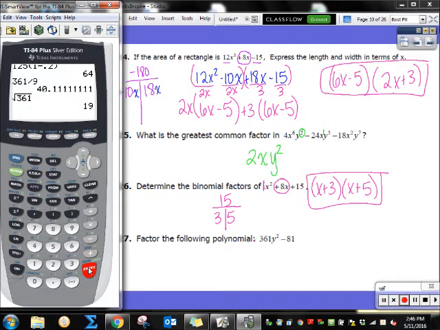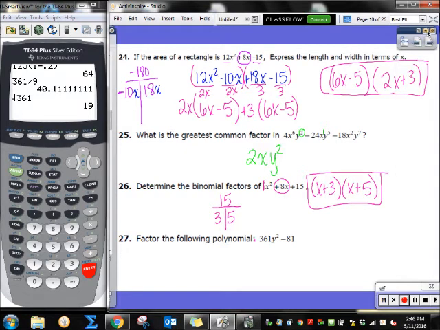So once we have determined, like we just did, that it's a difference of squares, you can write your two parentheses. Square root of 361 y squared is 19y. Square root of 81 is 9. Then we have a plus and a minus.